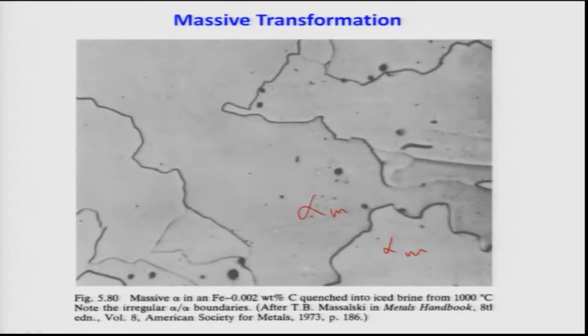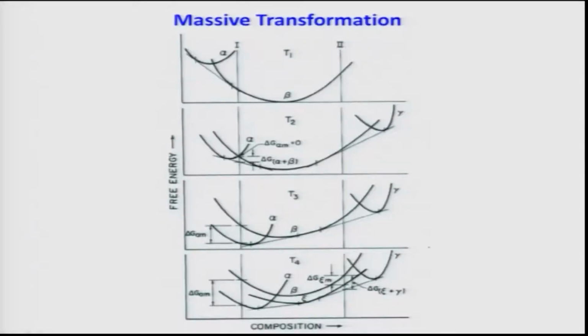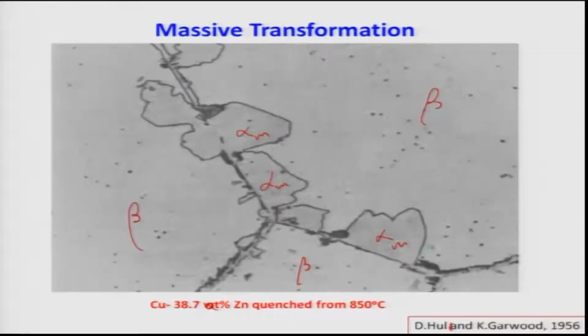Now, let us see thermodynamically what happens, then we will get back to something else. I am showing you a few G versus composition diagrams at different temperatures, like T1, T2, T3, T4. But let me go back, because these diagrams initially look very messy, but they are very nice.